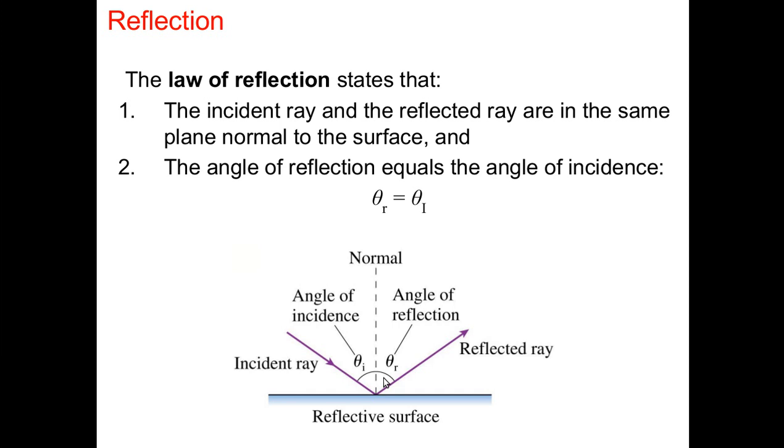I've probably said that 500 times in my life, and I still make that same mistake on occasion. So we just got to be really careful when we're labeling our incident angles when a light ray is hitting a surface, making sure that we're drawing that angle with respect to the normal line.